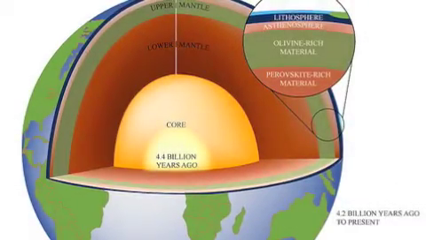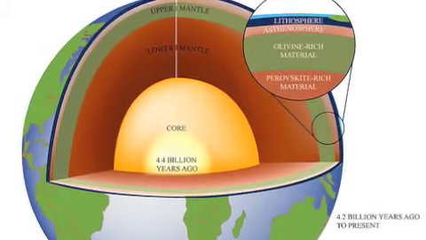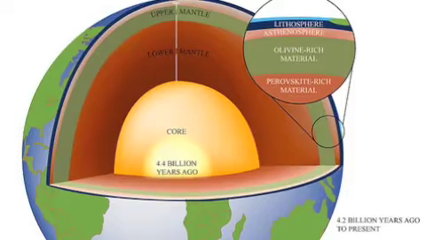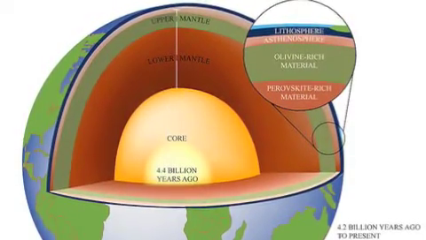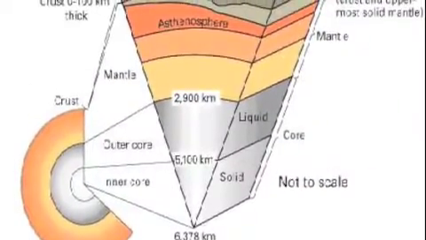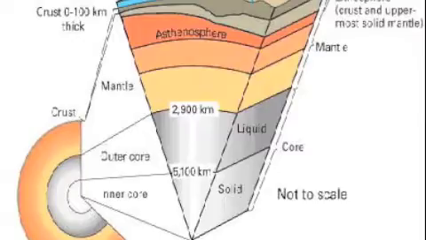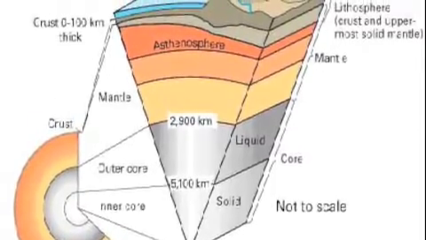Earth's mantle has two layers, the outer mantle and the inner mantle, which includes the lithosphere and the asthenosphere. This is a cross-section that shows the relative thickness of each layer of the Earth.